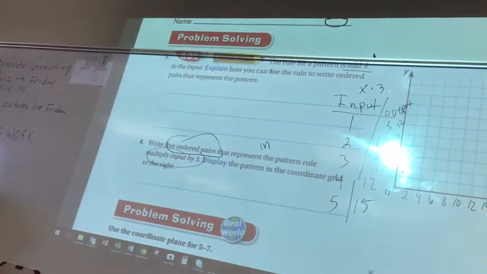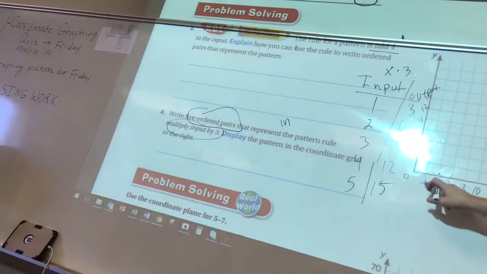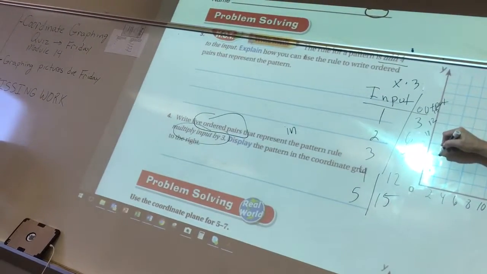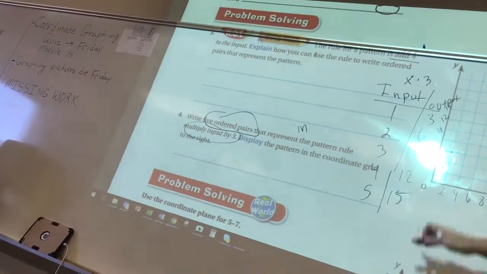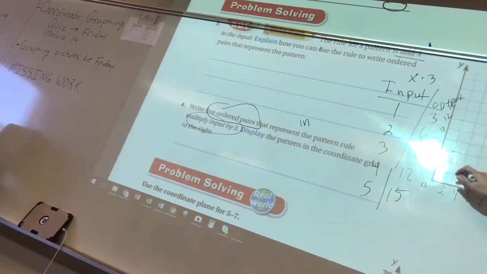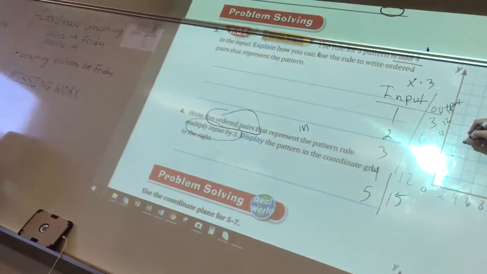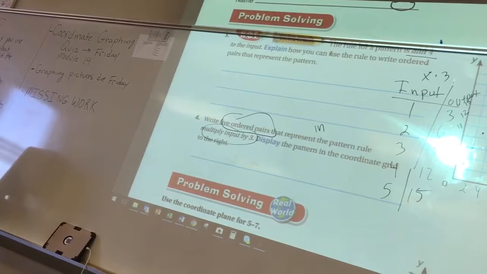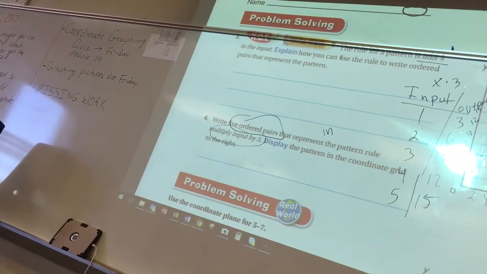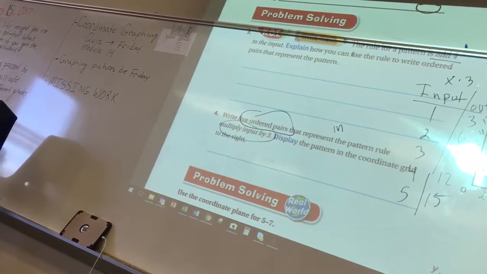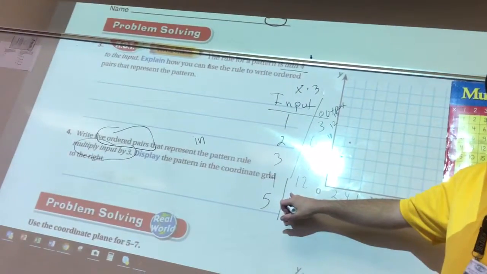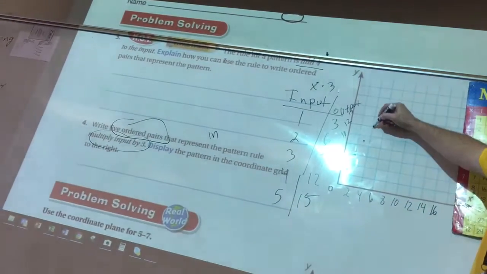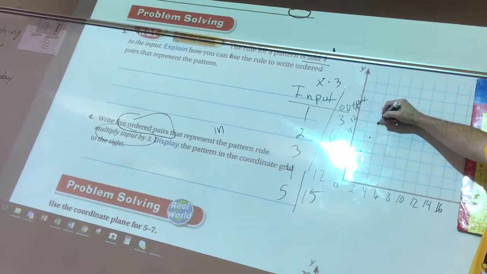My next ordered pair, Bethany. 2, 6, a 2 over, 6 up. My next ordered pair, Ethan. 3, 9. Again, 3's in between 2 and 4. We go up to 9, which is in between 8 and 10. My next ordered pair, Lainey. 4, 12. So that's going to be 4 over, 12 up.